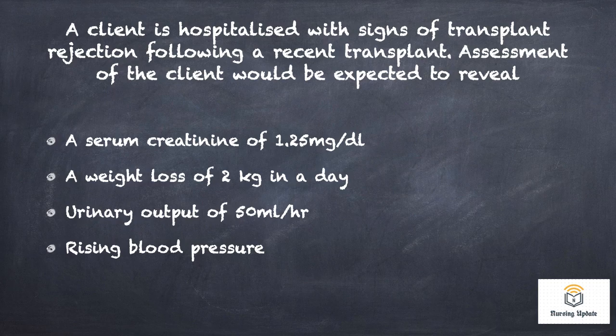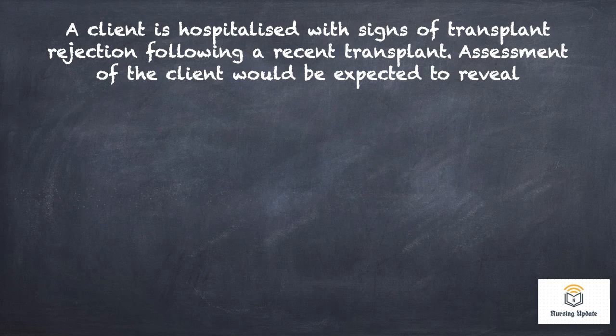What is option B? Weight loss of 2 kg in a day. That is somewhat okay. And option C, urinary output of 50 ml per hour. That is also okay. The minimum urine output will be 30 ml per hour, but they are producing 50 ml. That's fine. Then rising blood pressure is the answer. The correct answer is rising blood pressure.